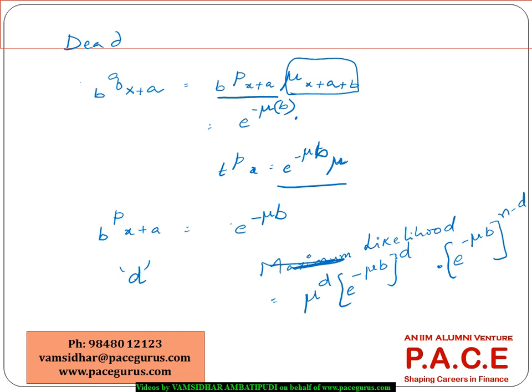Again here the b may not be constant for all the people, as they would have got censored at a different point in time. So this is mu power d, but this would have become e power minus mu times b1, b2, b3, and so on. So this would have become b1 plus b2 plus so on up to bd for the dead people, and this also would have gone e power minus mu with the different time periods associated with them. So this will become my likelihood function: mu power d, e power minus mu into the summation of all the dead as well as live people.